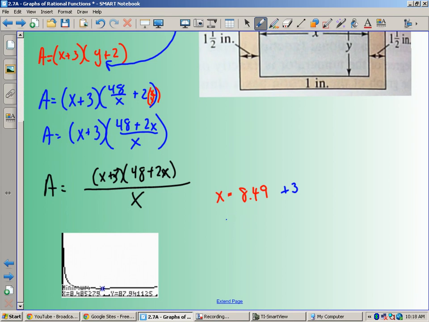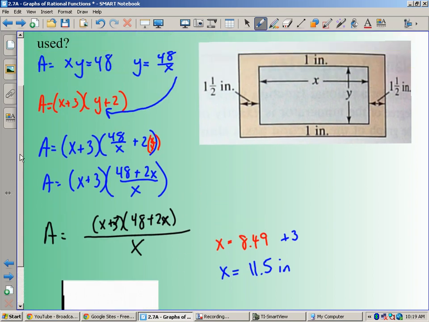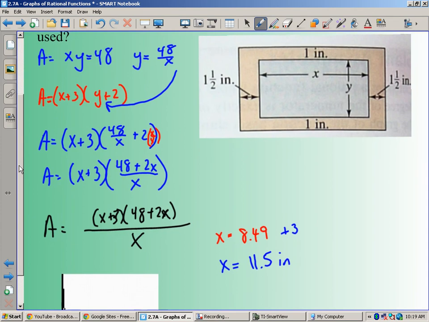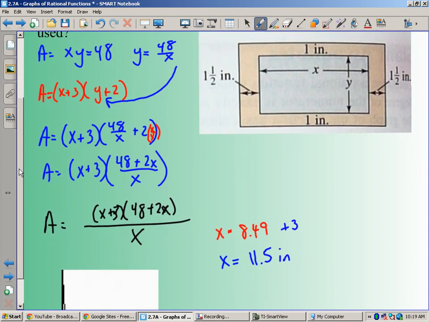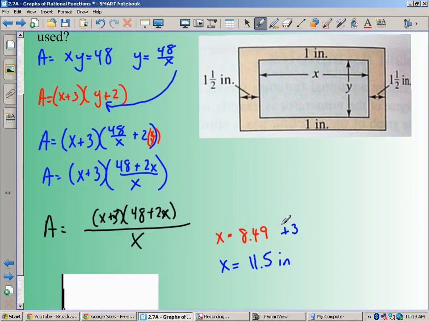And so if I want to figure out what the y value is, since I know that x is 11.5, I can just plug that in and solve, and that should give me a y value of approximately 7.6 inches. So 11.5 by 7.6 inches would minimize the size of the paper that I'm going to use, and make sure I have 48 square inches in there without losing it.